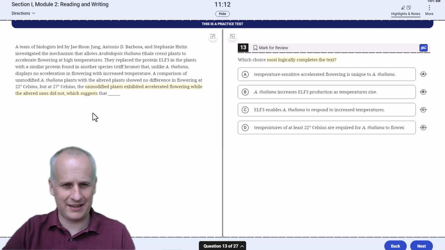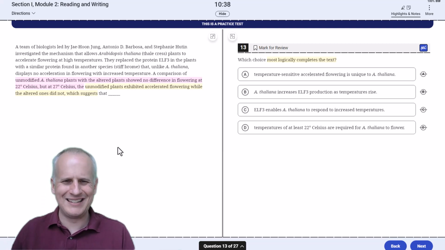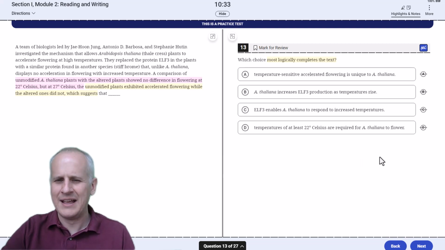So a team of biologists, again, skip over the names, investigated the mechanism that allows AT plants to accelerate flowering at high temperatures. They replaced the protein ELF3 in the plants with a similar protein found in another species that, unlike AT, displays no acceleration in flowering with increased temperature. A comparison of unmodified AT plants with the altered plants showed no difference in flowering at 22 degrees, but at 27 degrees Celsius, the unmodified plants exhibited accelerated flowering. So that means that the ELF3 was necessary to accelerate the flowering, and we should have that as a mental prediction as we go to the answer choices.